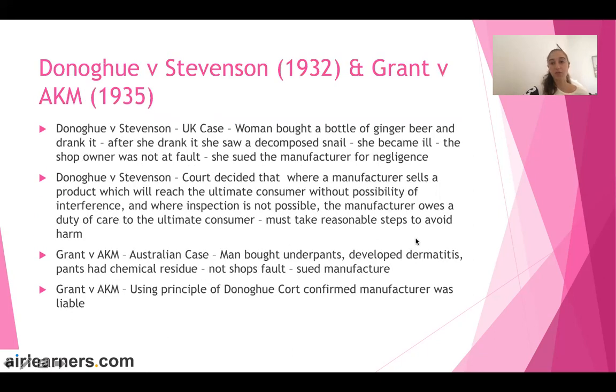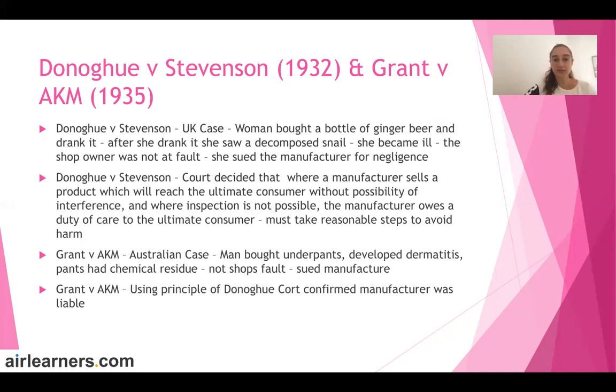An example of the doctrine of precedent and its operation is Donoghue versus Stevenson, and the Grant and Australian Knitting Mills cases. So in Donoghue and Stevenson, it was a UK case where a woman bought a bottle of ginger beer and she drank it. And after drinking it, she saw that there was a decomposed snail at the bottom of the bottle. So she became sick and she decided to sue the manufacturer for negligence because there was no way that the shop owner was at fault. It was a sealed bottle and it was opaque, so they had no way of knowing it.